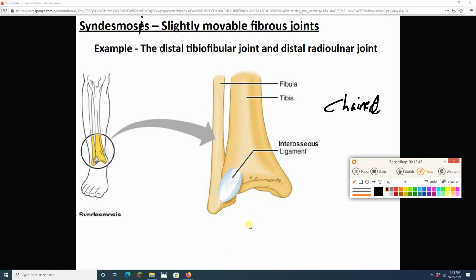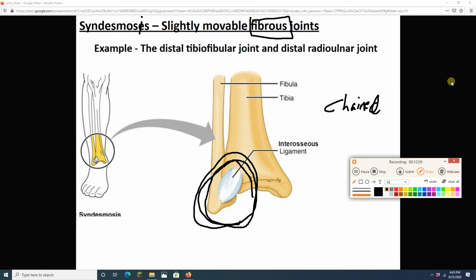You ever rolled your ankle and sprained it that way? What you might have done is stretched too much some of these ligamentous bands here. And a ligament like this is made out of what? It's made out of collagen fibers. So this is fibrous. So slightly movable, fibrous joint, syndesmosis.